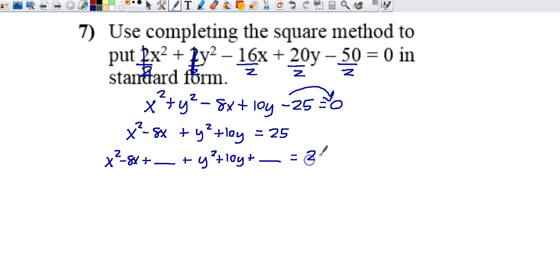Do it to both sides. 8 divided by 2 is 4. 4 squared is 16. 10 divided by 2 is 5. 5 squared is 25. So 16 and 25 go here.